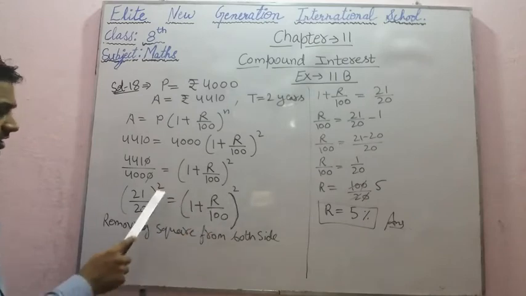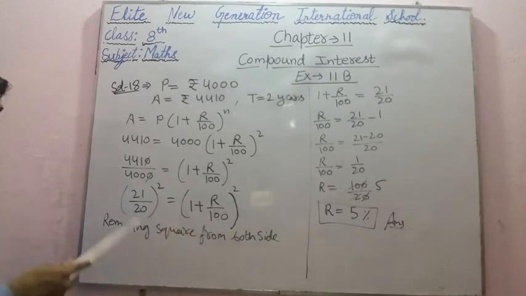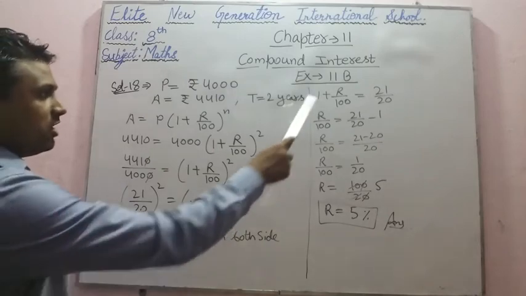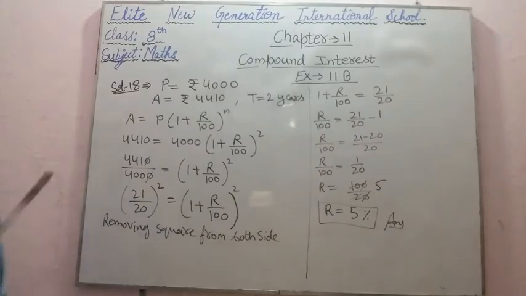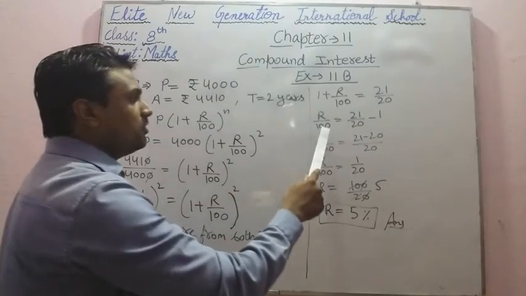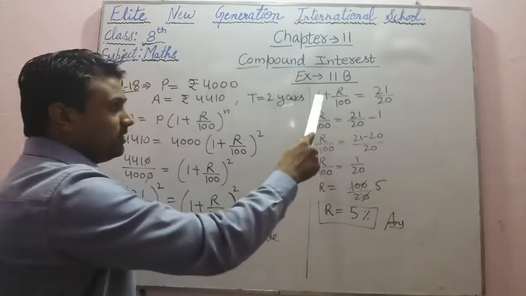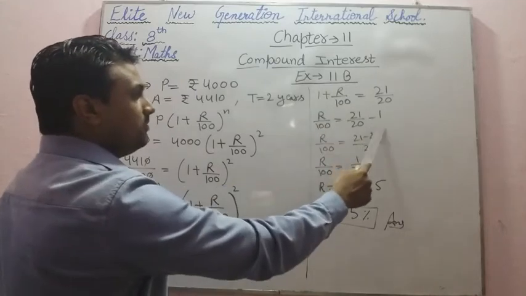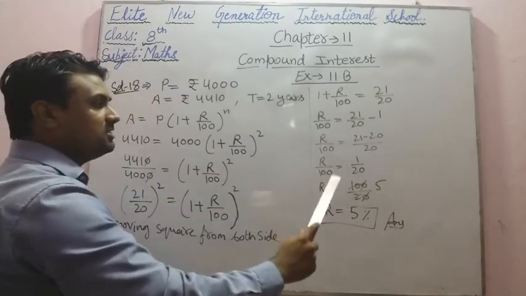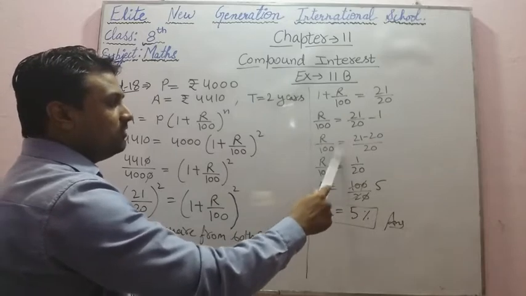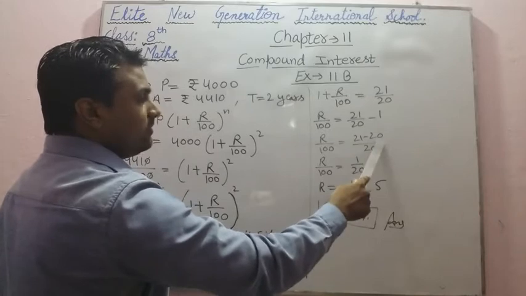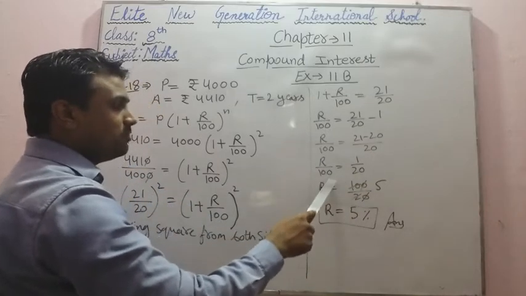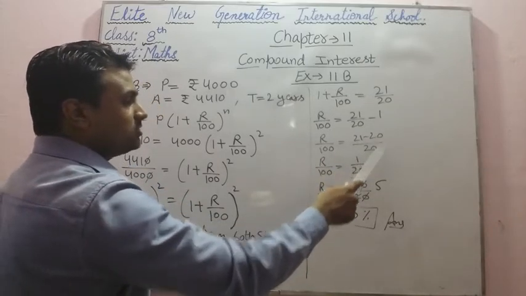So removing the square from both sides, 1 plus R upon 100 will be equal to 21 upon 20. Now solving this, R upon 100 will be equal to 21 upon 20, this 1 will come to this side and it will be subtracted. Now by taking LCM, R upon 100 equals (21 minus 20 into 1) upon 20. So R upon 100 will be equal to 21 minus 20, which is 1.